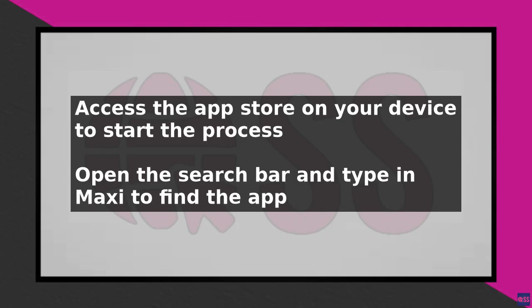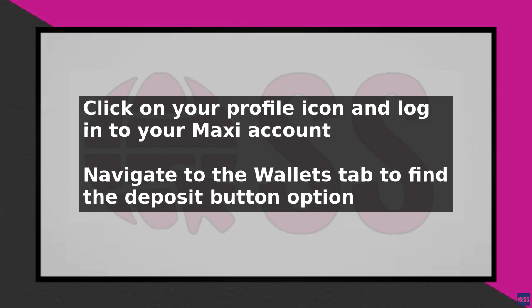Type in MEXC in the search bar and select the MEXC Buy and Sell Bitcoin option that appears as one of the first results. Download and install the app. Then exit the App Store and locate the newly installed MEXC app on your device.